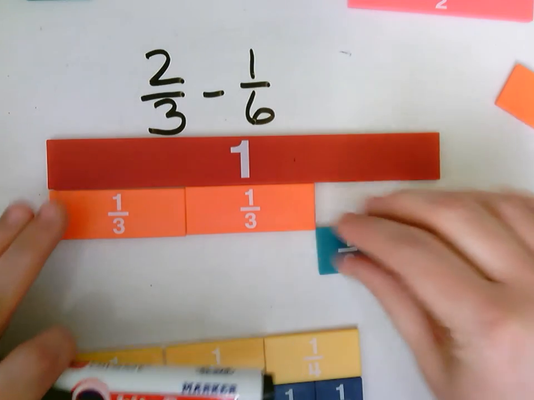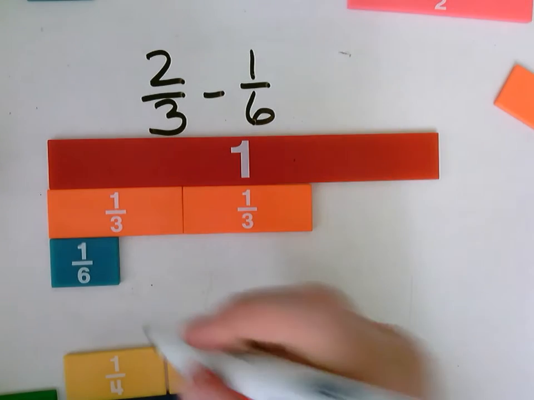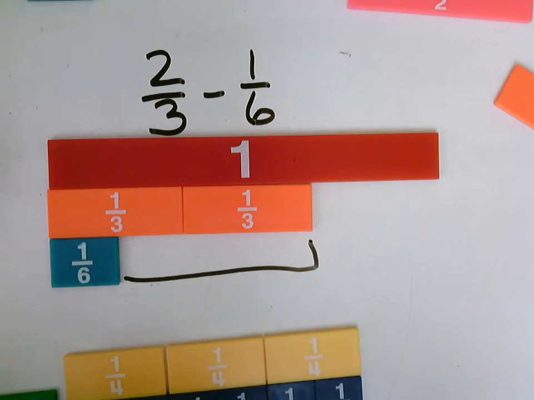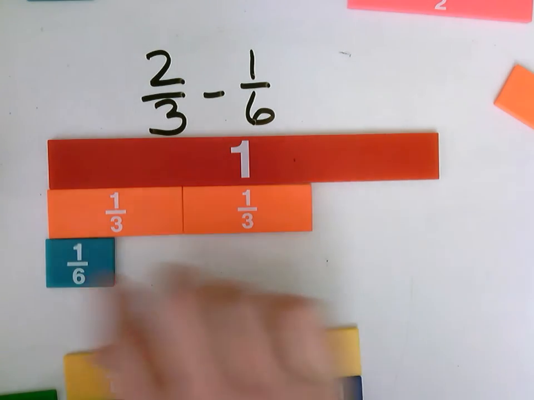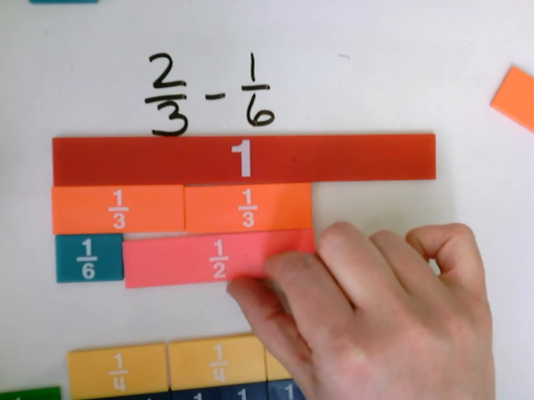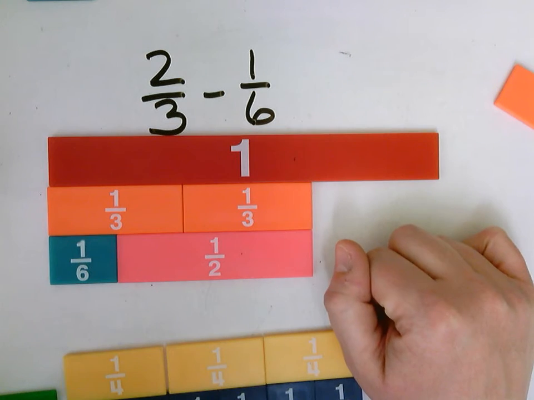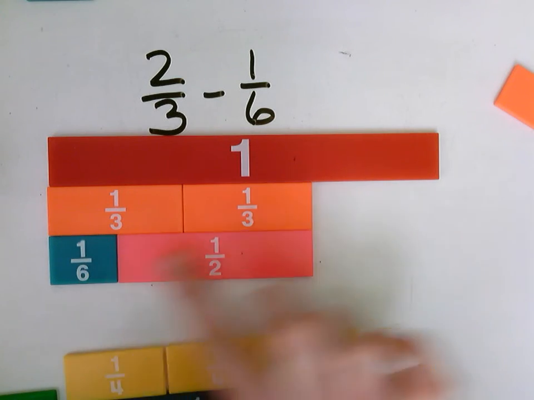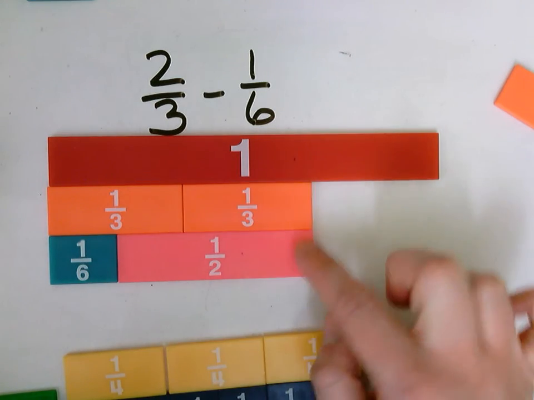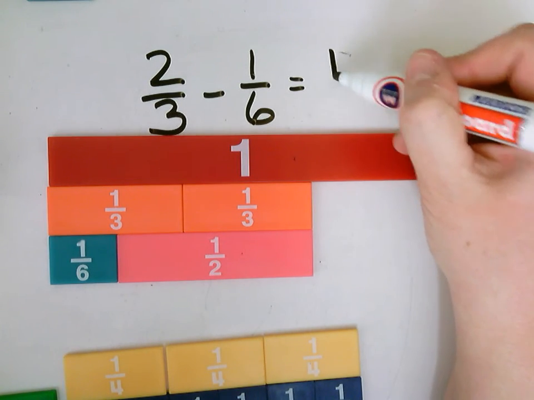I'm going to put my 2/3 here. I'm subtracting, I'm taking away 1/6. I'm going to line it up underneath, and I want to find the difference between the two of them. What is going to fit in this space here? Will 1/2 work? Oh, look at me, first try. How perfect. 1/2 fits right in here between 1/3, 1/6, and the end of our 2/3. So 2/3 minus 1/6 equals 1/2.